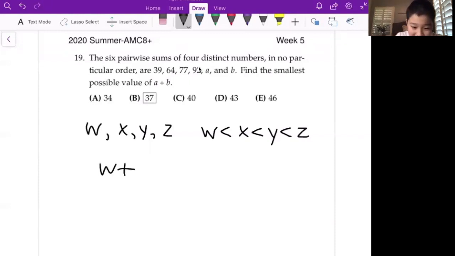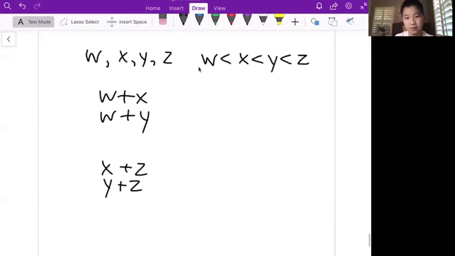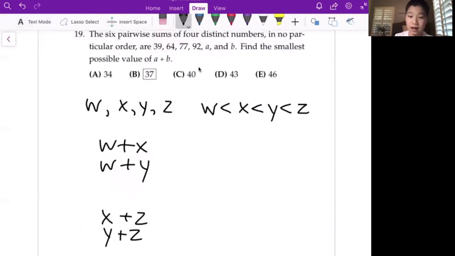Then W plus X is the smallest sum because it has the smallest numbers in it. Then next comes W plus Y. And then we can also see that the biggest sum is Y plus Z, and the second biggest is X plus Z. Now the third and fourth smallest, it's not apparent if it's X plus Y or W plus Z. So let's just let it be. Yeah, we don't need to care about that actually.